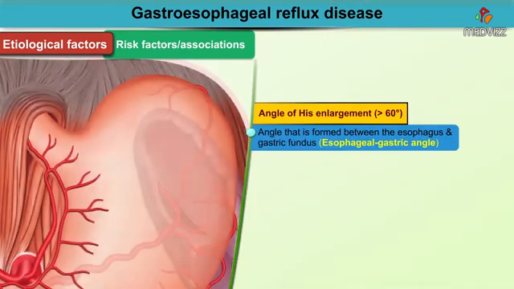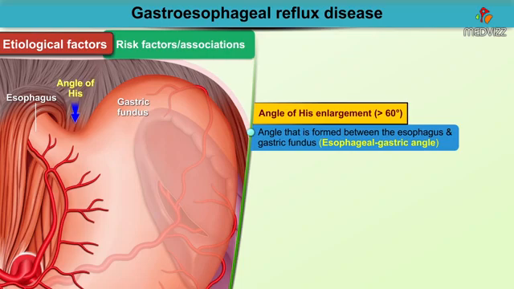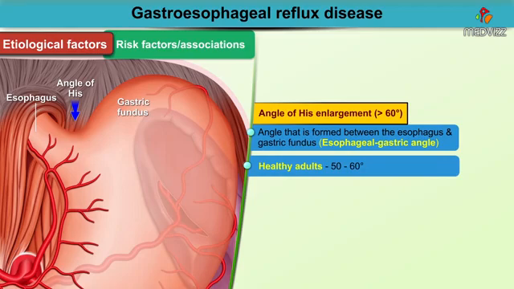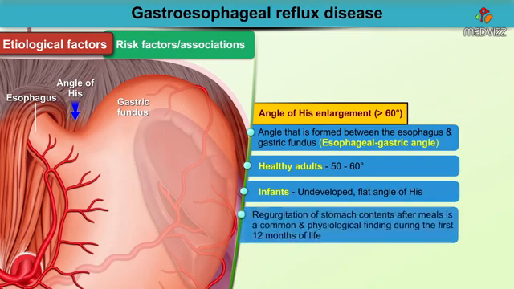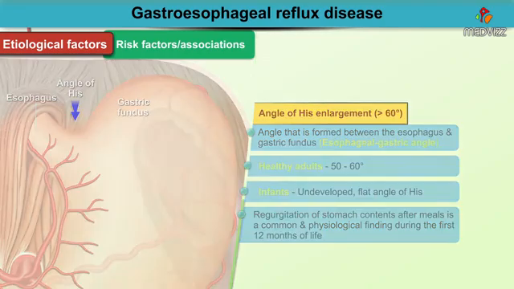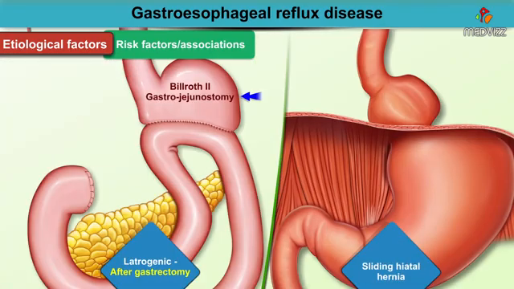The angle of His is an angle that is formed between the esophagus and the gastric fundus. In healthy adults, it is about 50 to 60 degrees, whereas infants usually have an undeveloped, flat angle of His. Therefore, the regurgitation of stomach contents after meals is a common and physiological finding during the first 12 months of life. Post-surgical procedures after gastrectomy due to iatrogenic causes can also cause GERD symptoms, and about 90% of patients having sliding hiatal hernia have severe GERD.